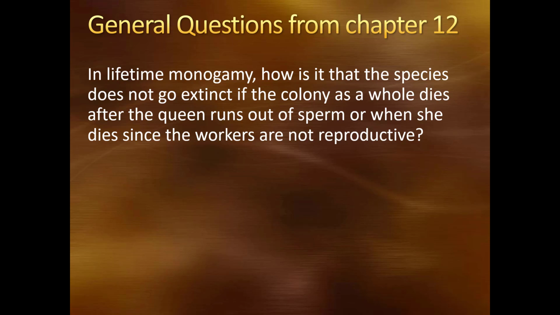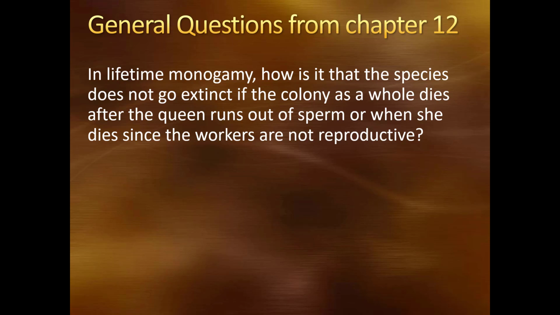Now we have a few general questions that didn't go back and ask about specific figures or slides. This one: in lifetime monogamy, how is it that the species does not go extinct if the colony as a whole dies after the queen runs out of sperm, or when she dies, since the workers are not reproductive? I think the key there is that if the queen dies, or is no longer producing offspring, then another individual would become the queen.